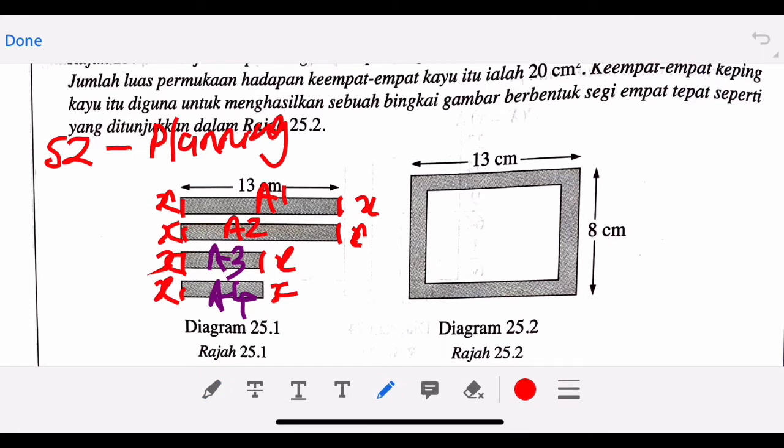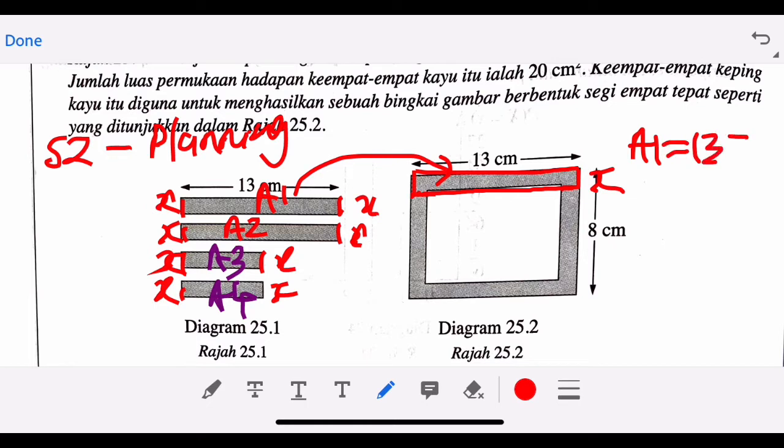So I'm going to draw it out. Okay, when I want to plan, I will say this is the area that I'm going to find, which I shift over here, I put a wood there. So the area here for A1 of course is width times length, 13x. Okay, understand? And same thing for here, I will take this one and put it here. So I sketch it out. That's how I plan. Okay, A2 is also 13x.